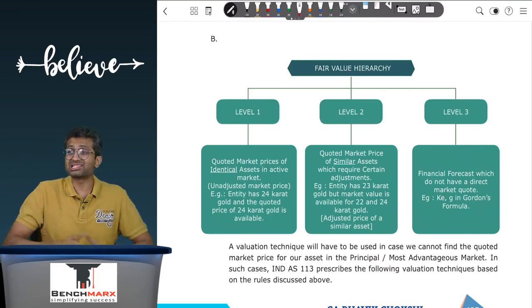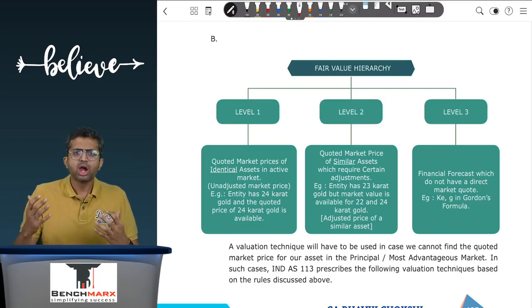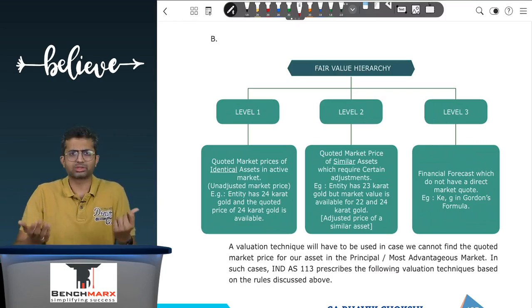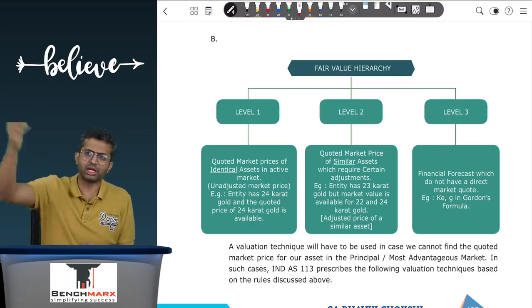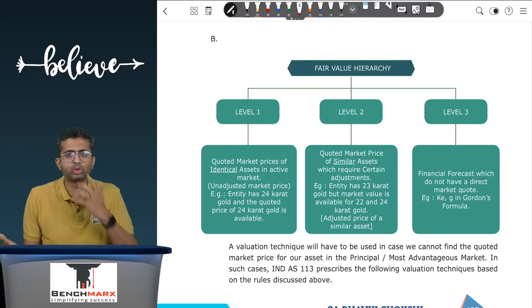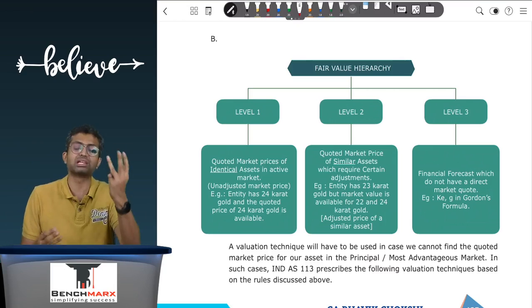However, in certain cases, there is no identical asset. Let us say I'm a company like SpaceX. Now, I am not listed. I construct satellites. I don't have a similar satellite construction company which is listed, in which case, if I have to do the valuation, I will have to do the valuation considering the present value of future cash flows. So I do a financial forecast, that is level 3 category.